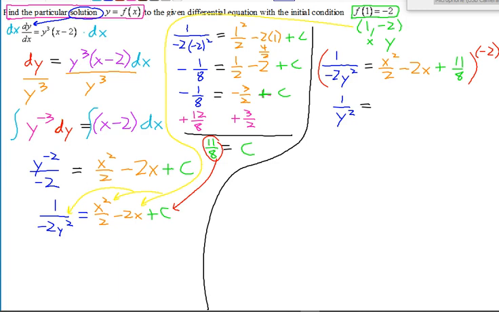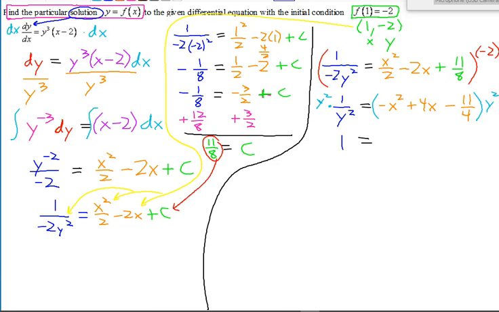The 2's reduce out, and you just end up with negative x squared. Negative 2 times negative 2x is positive 4x. And negative 2 times 11/8 is negative, and 2 goes into 8 4 times, so negative 11/4. And now, to get that y squared out of the denominator, we can multiply both sides by y squared. So that way the y squared is reduced out here, and we're just left with 1 on the left side. But I'm not going to distribute the y squared like I did the negative 2 on the right side, because we want to solve for it.